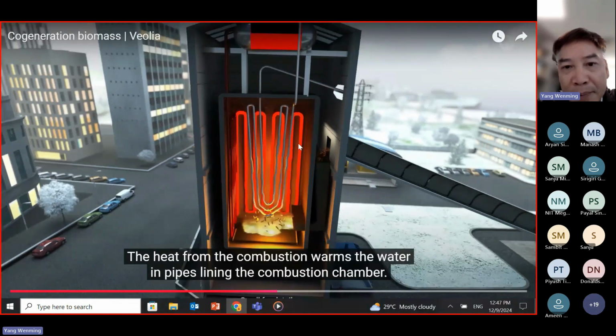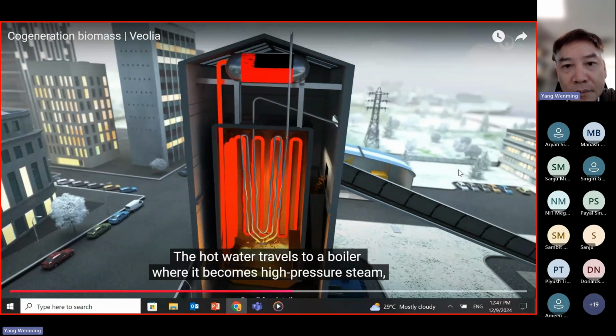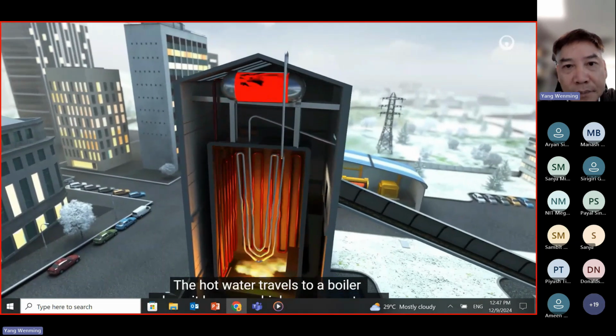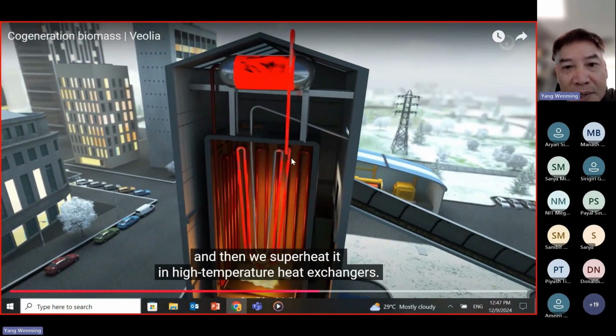So this is a water pipe. When the heat is transferred to the water in the water pipe, the water will be converted into steam. This one is the superheater. When the steam flows through the superheater, the temperature will be further increased. However, the pressure will be the same. The pressure is not increased anymore, only the temperature increases.